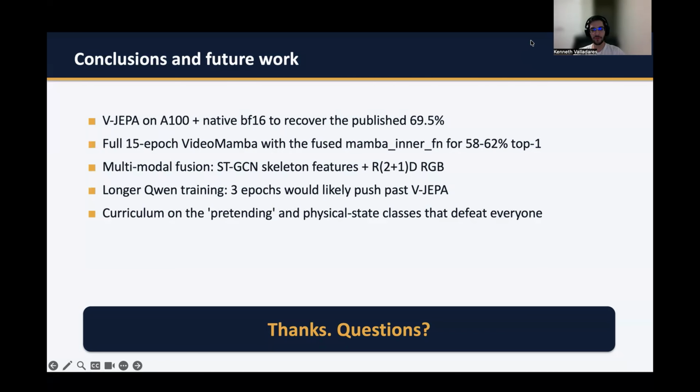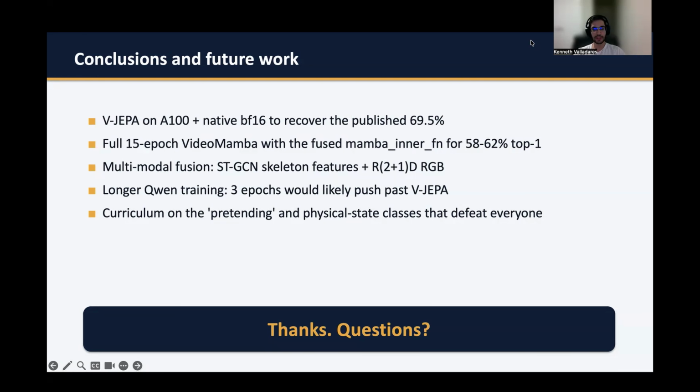Next is multi-model fusion. As Ayan just mentioned, the ST-GCN skeleton was kind of the weakness because it was only getting the hand, and it can't see in RGB. So mixing that with an R(2+1)D RGB model will make it a much stronger model in the long run. And longer Qwen training: 3 more epochs would probably push it past V-JEPA, which would be really cool to see, this Qwen model doing so well in this sort of case.